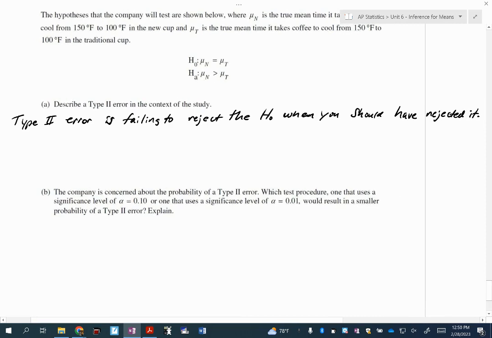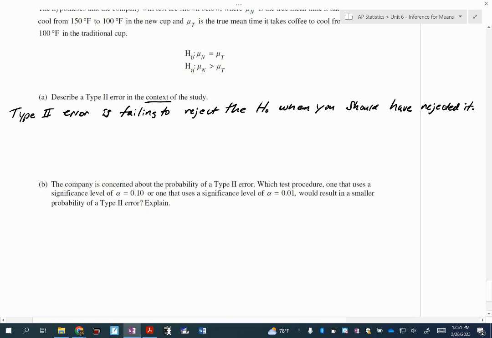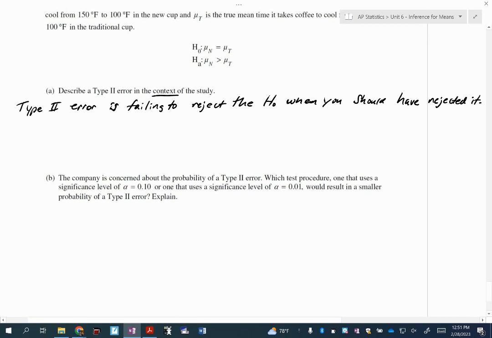So again, that doesn't answer the question though, because we need the context of the study. If we fail to reject the null, that means we still think that the average time it takes for these cups to go from 150 degrees to 100 degrees in terms of the liquid inside is the same, right? When in fact it's not. When in fact it actually is better, so it takes longer to cool down in the new cup. I'm going to write that, but essentially make sure you are focused on the context.